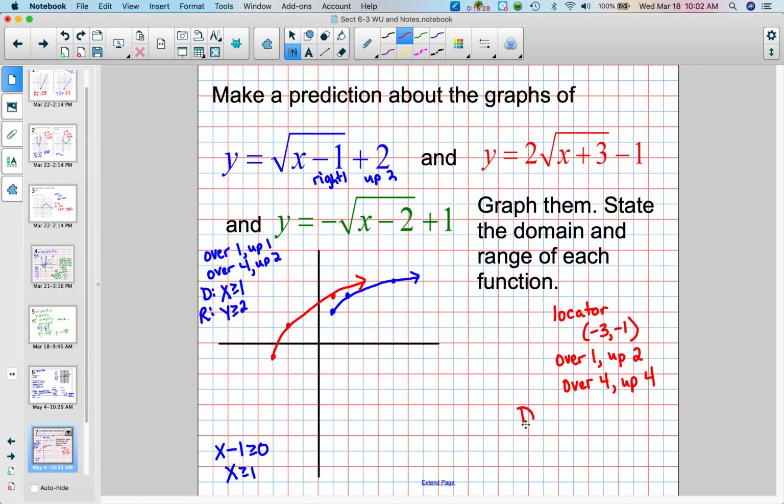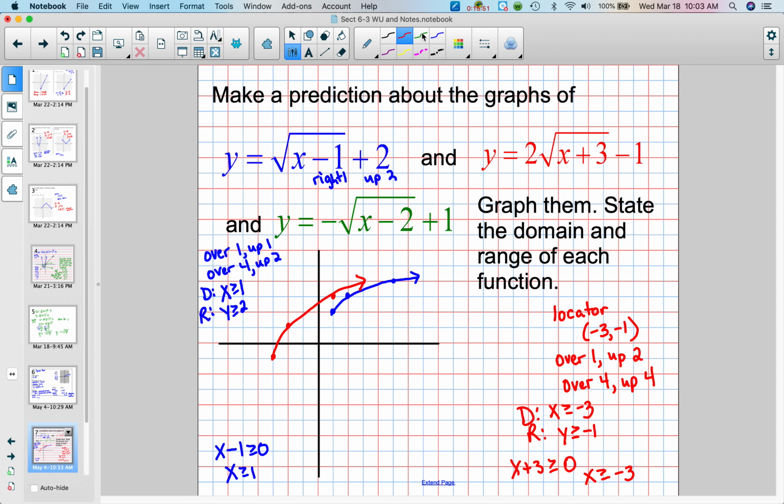My domain, remember this x plus 3 has to be greater than or equal to 0, which means x has to be greater than or equal to -3. And you can tell that from looking at your graph as well. And for the range, it's about this -1. So y is greater than or equal to -1 because it's going up.